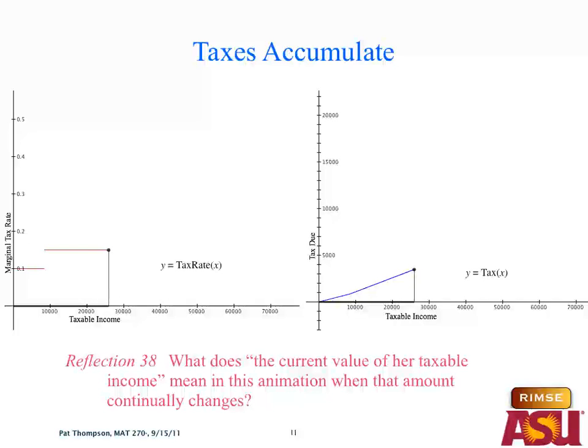What does the current value of her taxable income mean if that amount continually changes? So how can we have an image of a current amount of taxable income? We've used this language in the last two questions. Let's step back and say, what is the current value? So what would you say, Matt? What does the current value of our taxable income, quote unquote, mean if that amount is continually changing? Yeah, we have a constant rate of change.